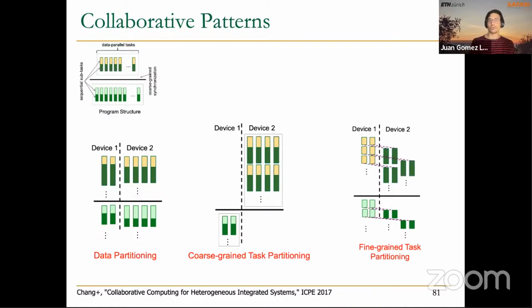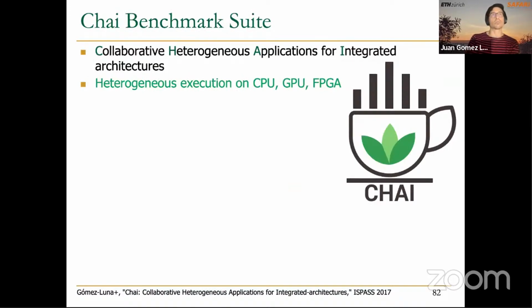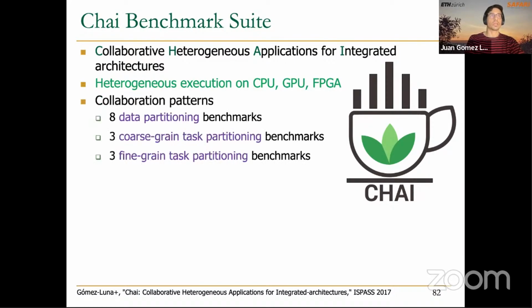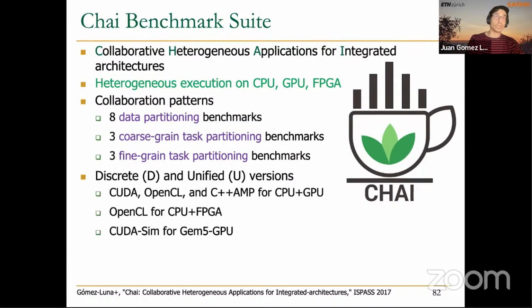Okay, so we have already covered the collaborative patterns and several examples of them, right? If you want to take a closer look at all these different examples and you want to access their code, I can recommend you to check the Chai benchmark suite. That is a benchmark suite that we developed for heterogeneous architectures and collaborative execution of different applications. In particular, in the Chai benchmark suite, we have 8 data partitioning benchmarks, 3 coarse-grained task partitioning benchmarks, and 3 more fine-grained task partitioning benchmarks.